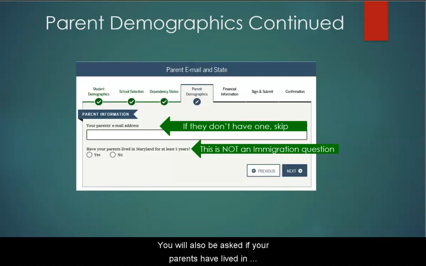You will also be asked if your parents have lived in California for at least 5 years. Please be aware that this is not an immigration question. The questions and information in this application will only ever be used for financial aid purposes.